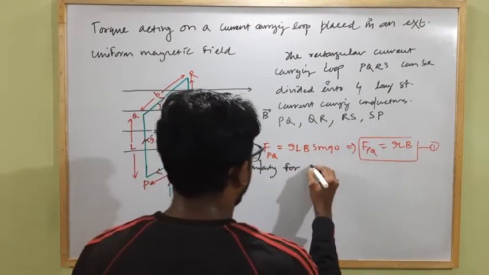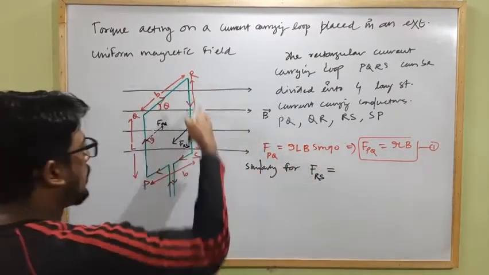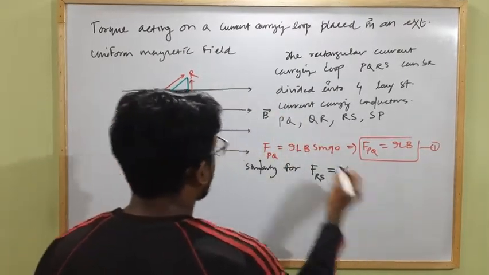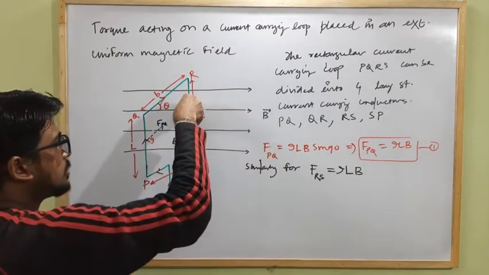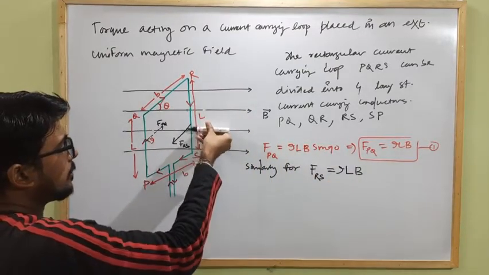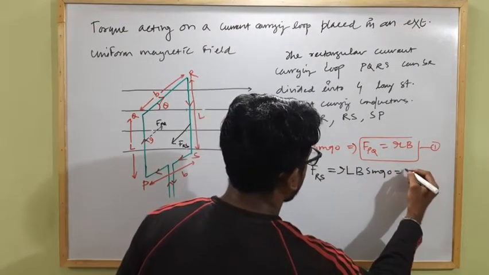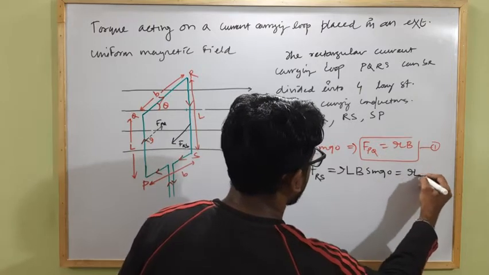Similarly, the force acting on RS will be equal to how much? Again the current flowing through it is I, the length of the current carrying conductor is L, and the magnetic field strength is again the same B, and the angle again, this is the L length and this is the magnetic field strength, 90, so it will again be sin 90, which can be written as F, which will become how much? ILB.